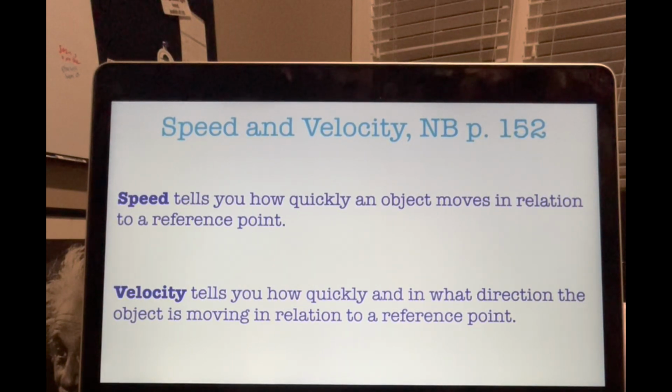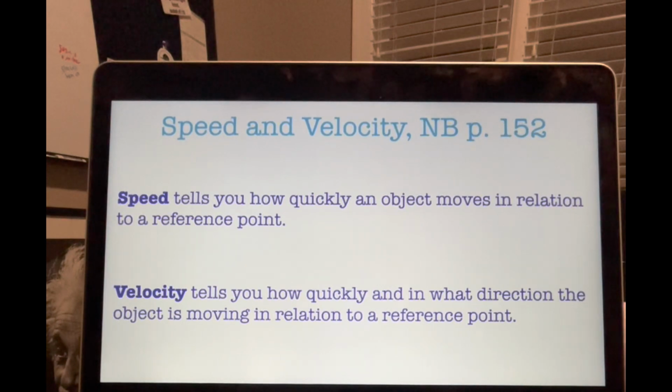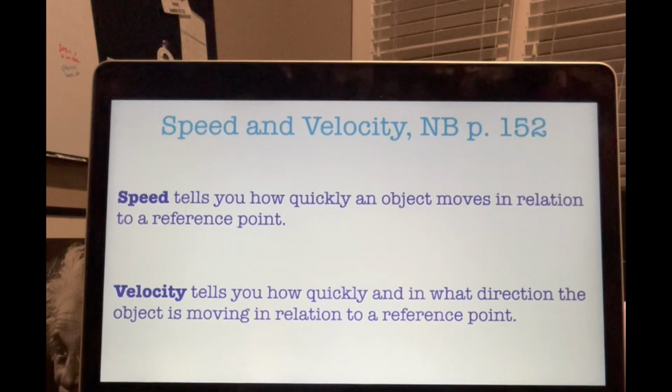In physics, however, there is a big difference between speed and velocity. Just like displacement contains more information than distance, velocity contains more information than speed does. Speed tells you how quickly an object moves in relation to a reference point. Velocity tells you how quickly and in what direction the object is moving in relation to a reference point.